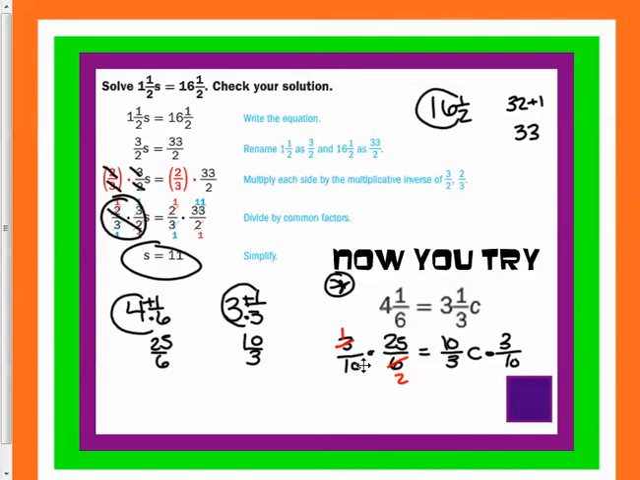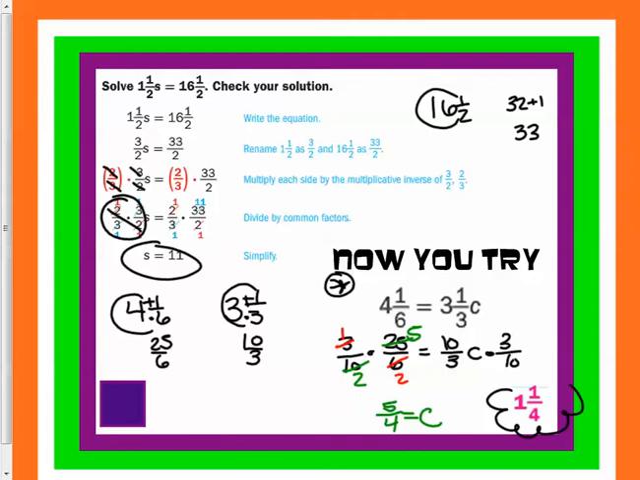So I'm going to simplify the 3 and the 6 to 1 and 2. I'm going to simplify the 10 and the 25 and divide by 5, so I get 2 in the denominator and 5 in the numerator. So right now I have 5 in the top and 4 on the bottom. So c equals 5/4. Can that be left like that? No, we change it to 1 and 1/4. Okay, so that is our c.